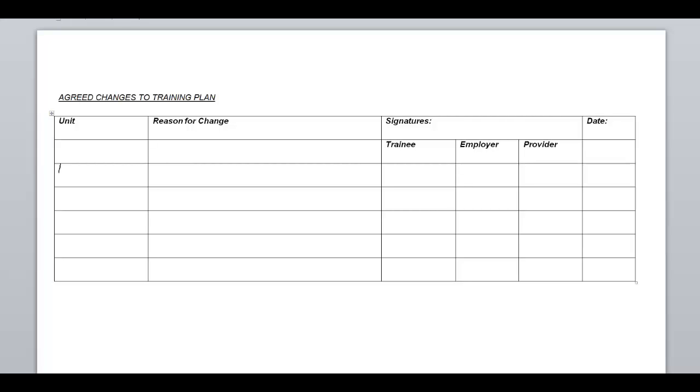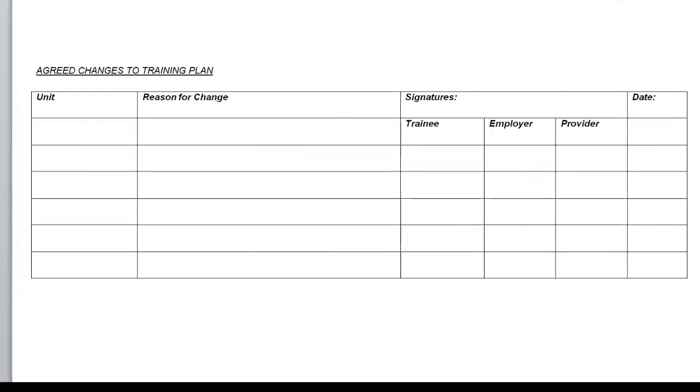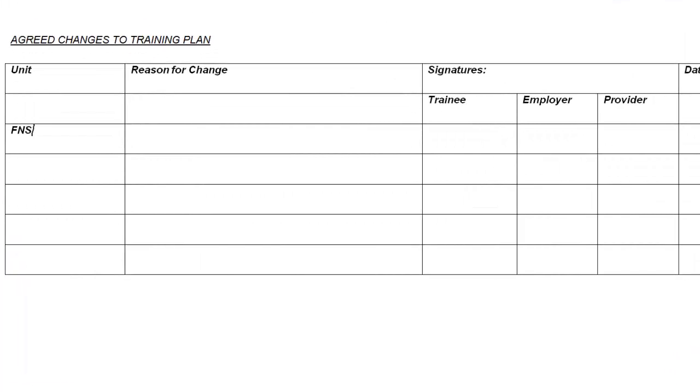You will start by recording the unit that you need to extend. For example, Joe Blogs would like to change his submission date for FNS BKG 402A, so he will do so by writing the unit code in the unit field. Joe has been ill, so he will write in the reason for change column, have been unwell, and he will also note the new submission date for the assessment. Joe will then sign under the trainee column and will have his employer sign off in the employer column. Once the form has been completed and signed, you will then need to forward this to the RTO to inform them of the change and for them to sign off on the document.